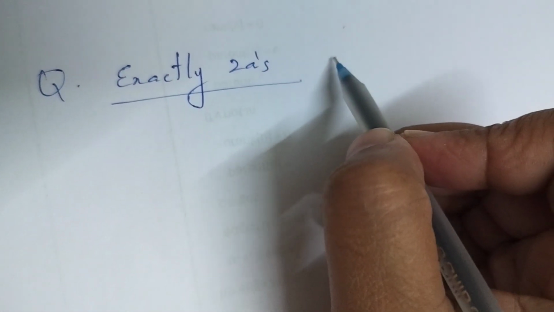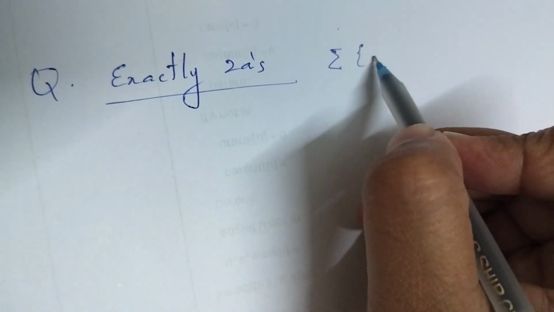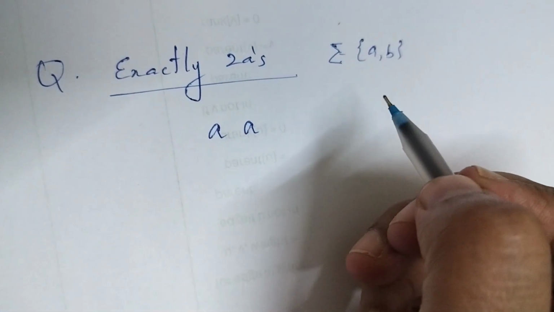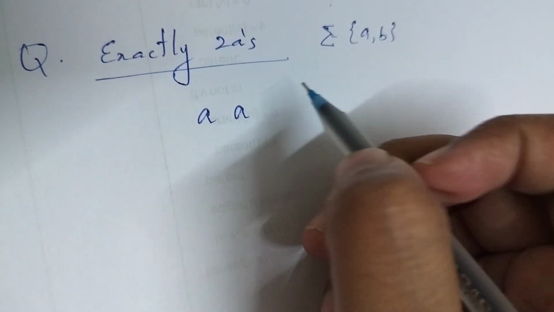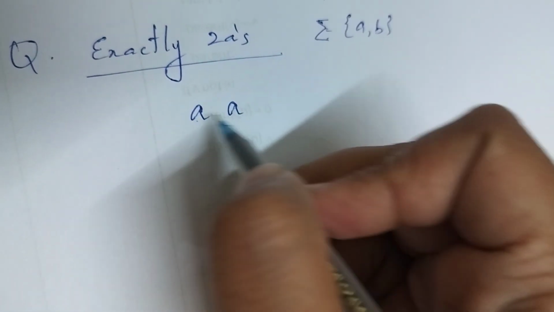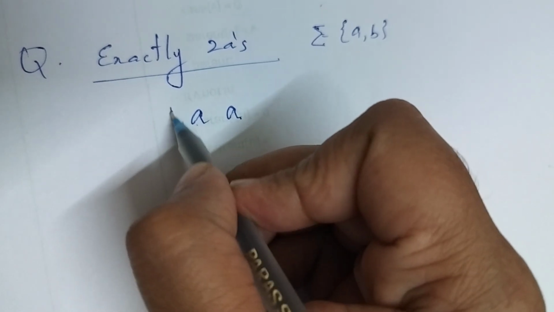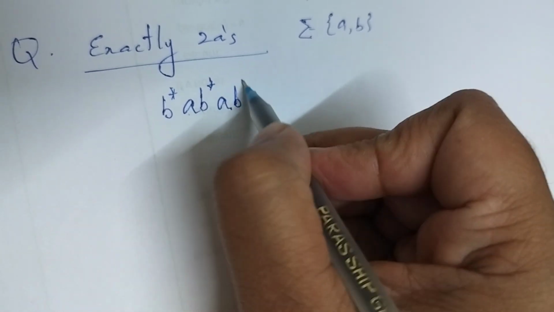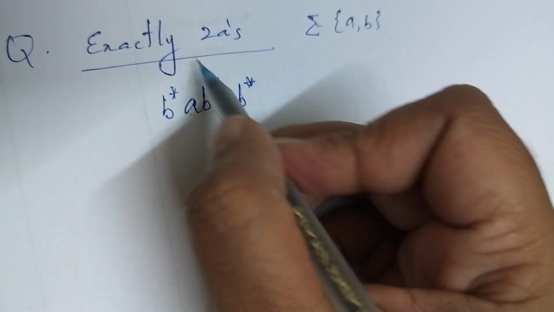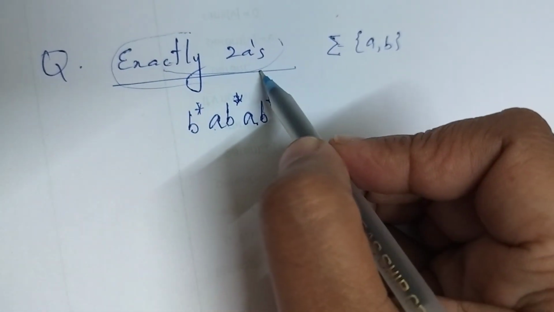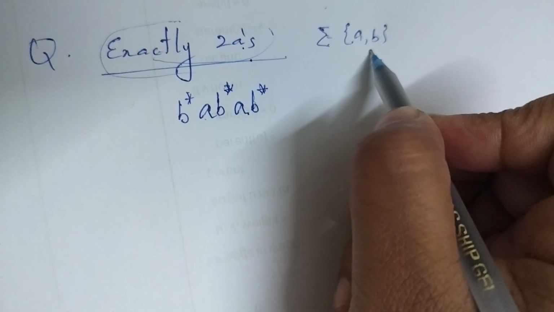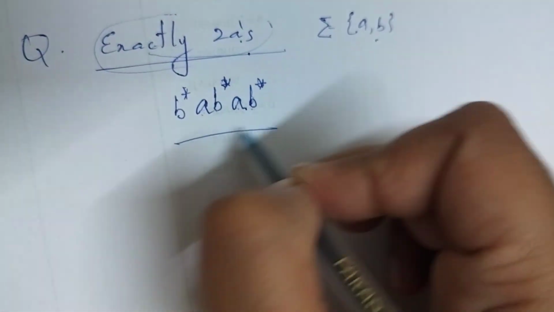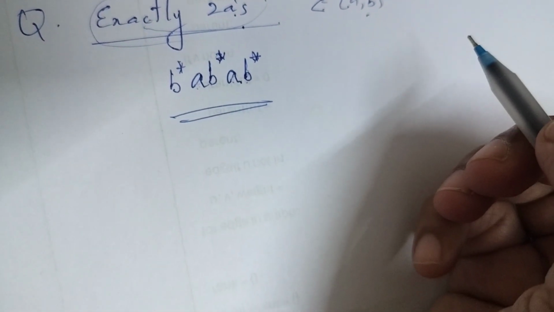Next problem, set of all strings having exactly 2a. So sigma equal to {a, b}. There will be 2a only in every string, not more than 2a or less than 2a. It may begin with any number of b's, have any number of b's in between, and end with any number of b's. We are just saying the restriction about the symbol a only, not any restriction on b. So in between the a's we can write any number of b. So this is the regular expression for this particular problem.